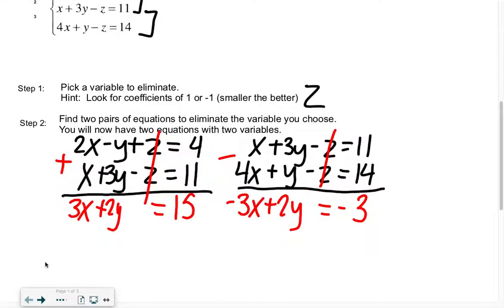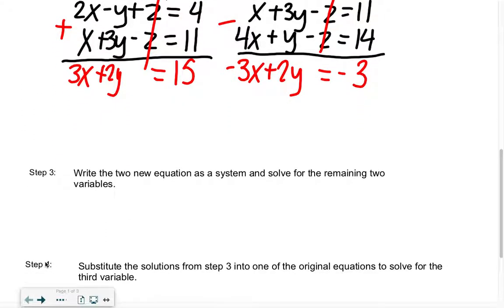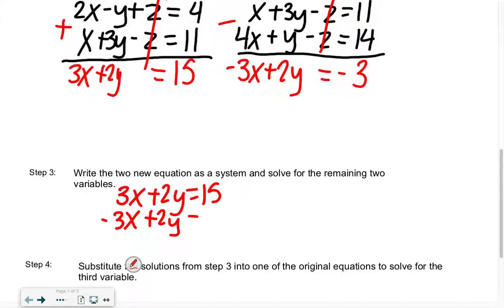Yep. Okay. Now what we're going to do is write our 2 red equations and solve those. So we're pretty much back to what we know how to do. So we have 3x plus 2y equals 15. I'm just copying these down. And minus 3x plus 2y equals negative 3. So the x's cancel. Well, it depends what you want to cancel, right? Do we want x's? That's fine. We can do x's. So am I going to add or subtract?